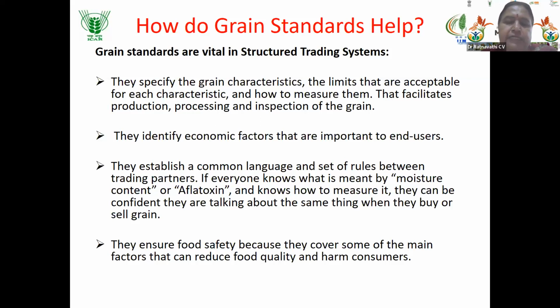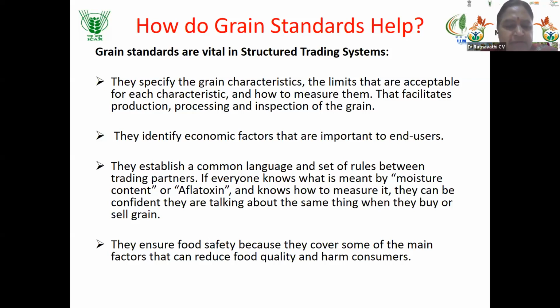Once you receive the certificate and go to the market, the consumers are very keen on the certification. And once the certificate is available and labeled on the packet, they are sure that the product is very clean. So they identify economic factors that are important to the end users and also the health factors. They establish a common language and set of rules between trading partners. If everyone knows what is meant by moisture content or aflatoxin and knows how to measure it, they can be confident that they are talking about the same thing when they buy or sell the grain.